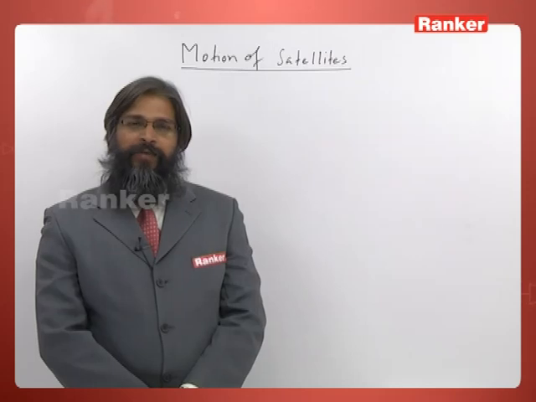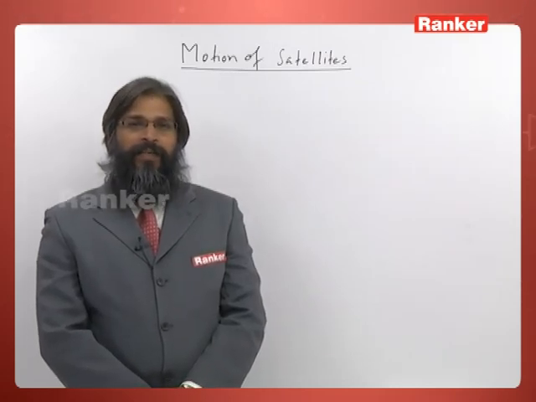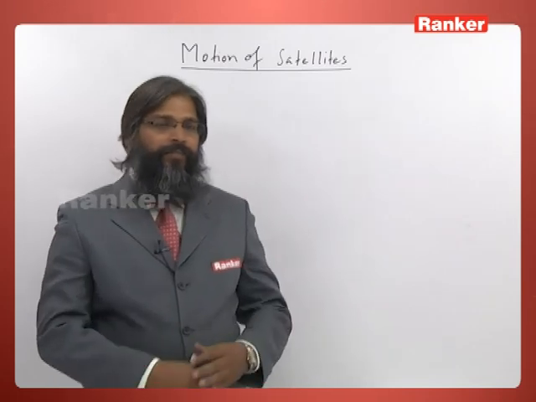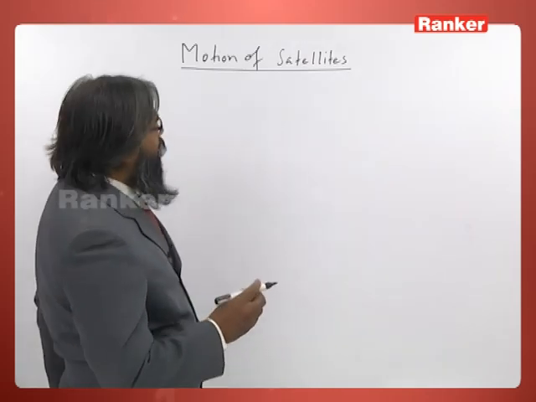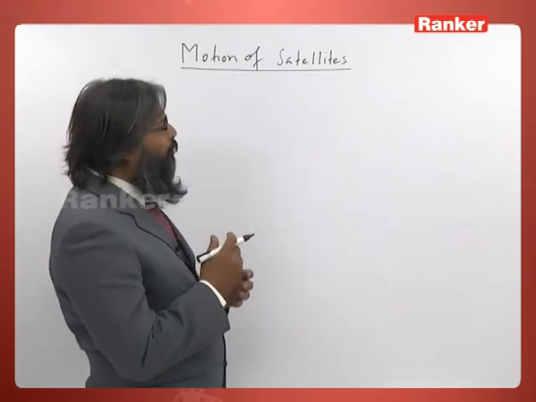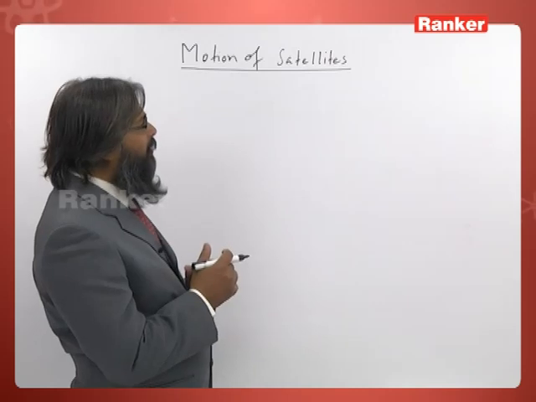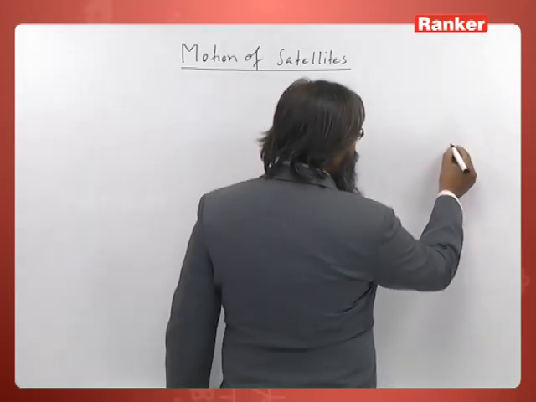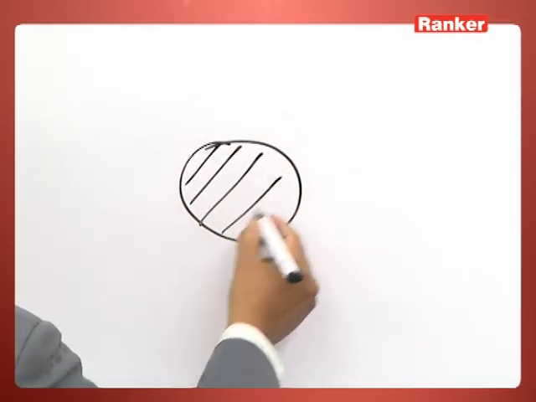Today in this session we will learn about the motion of satellites round the earth in circular orbits. So, let us first see the orbital velocity, how much velocity the satellite should be given so that it orbits our earth. So, this is our earth.